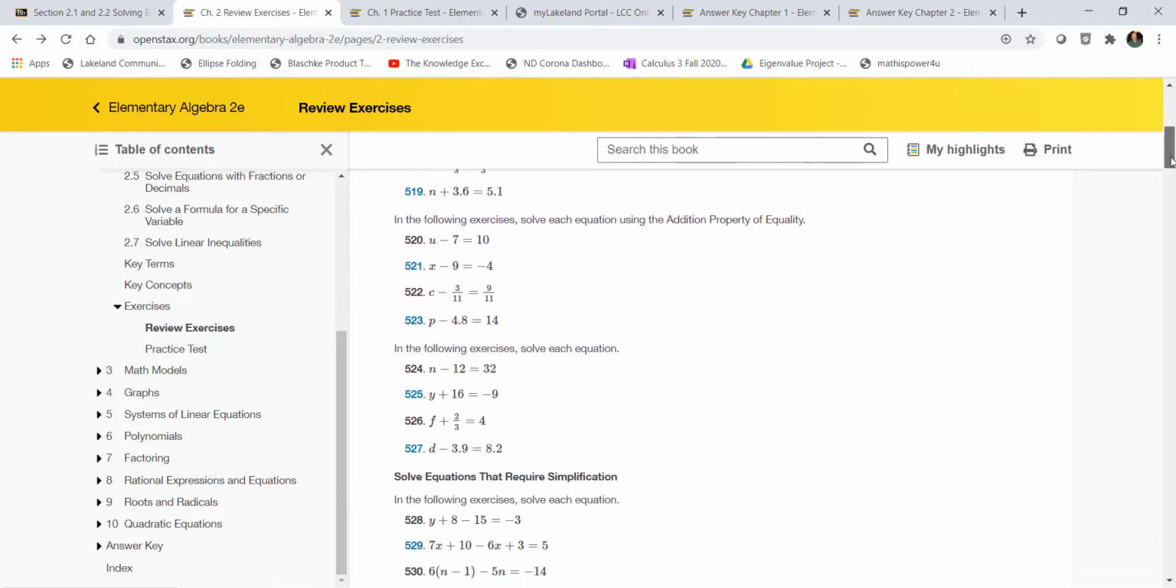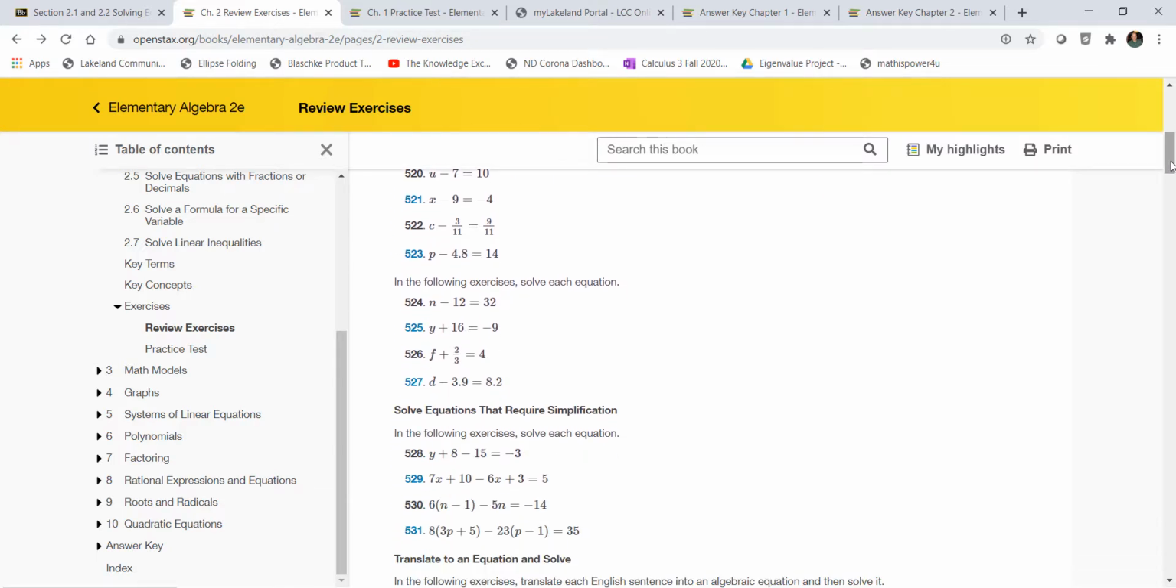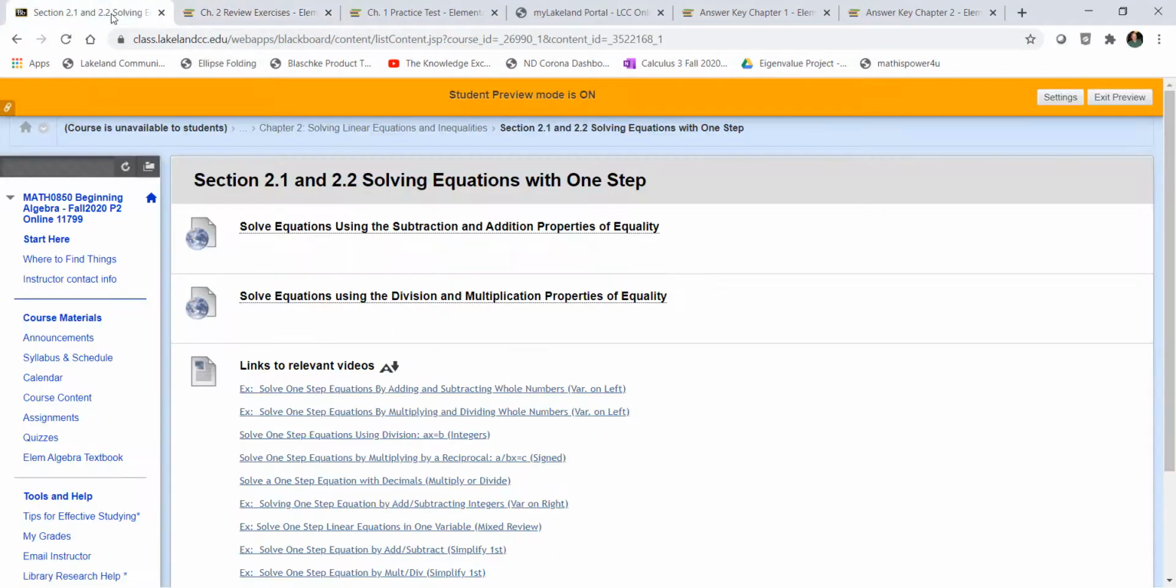So there are some basic algebra ideas here. Again, the textbook can help, but in addition, there are links to relevant videos here that I think can really help. Solving one-step equations by multiplying and dividing.